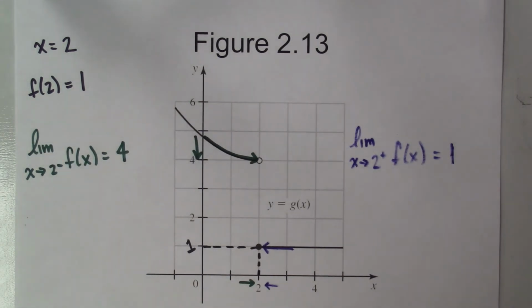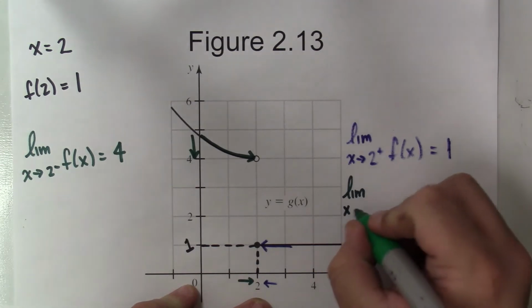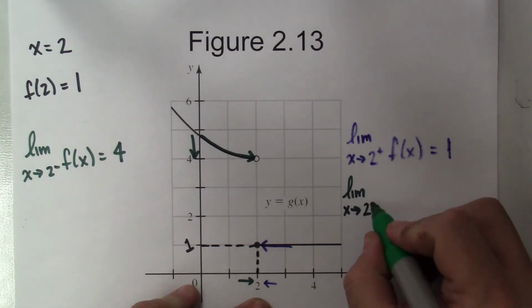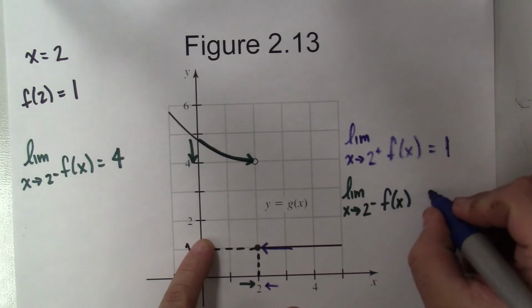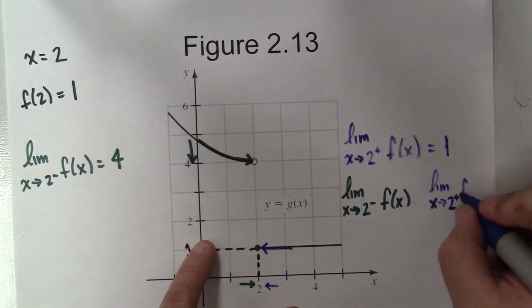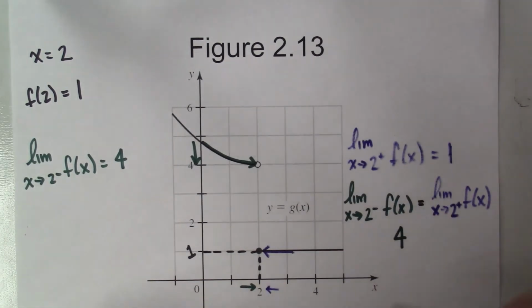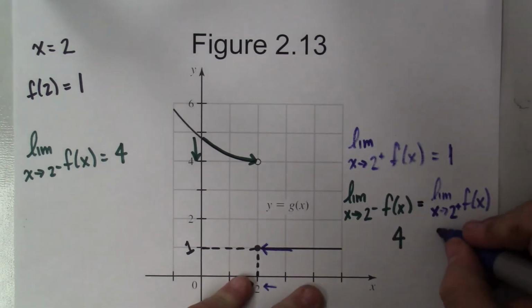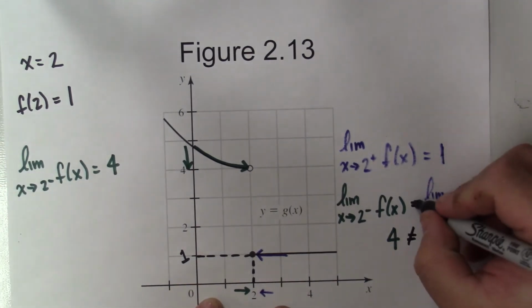Now, for this limit to exist without condition, we said that the limit from the left and the limit from the right must be the same. Well, the problem here is 4 and 1 are not equal, which means this is not equal.